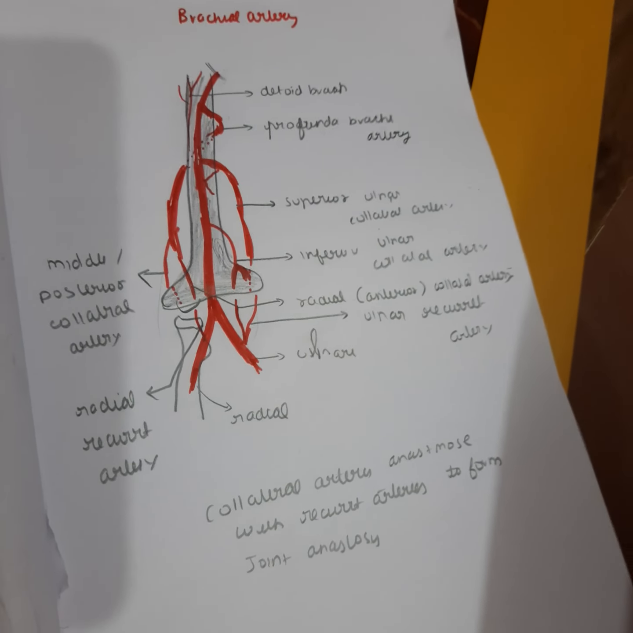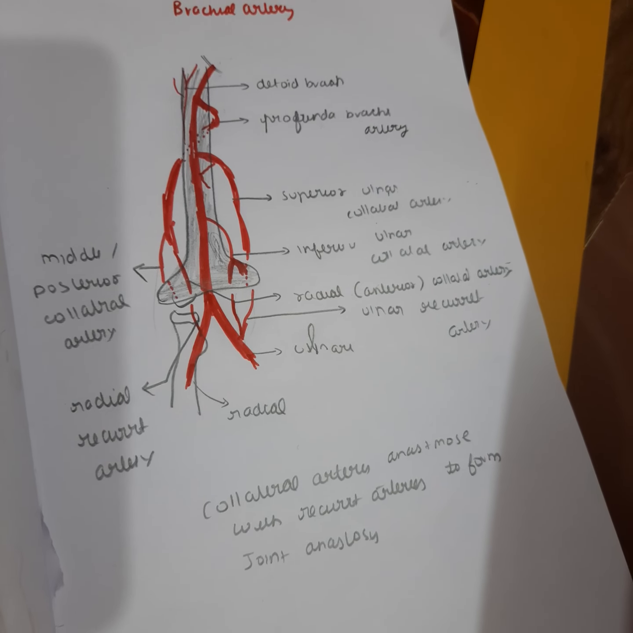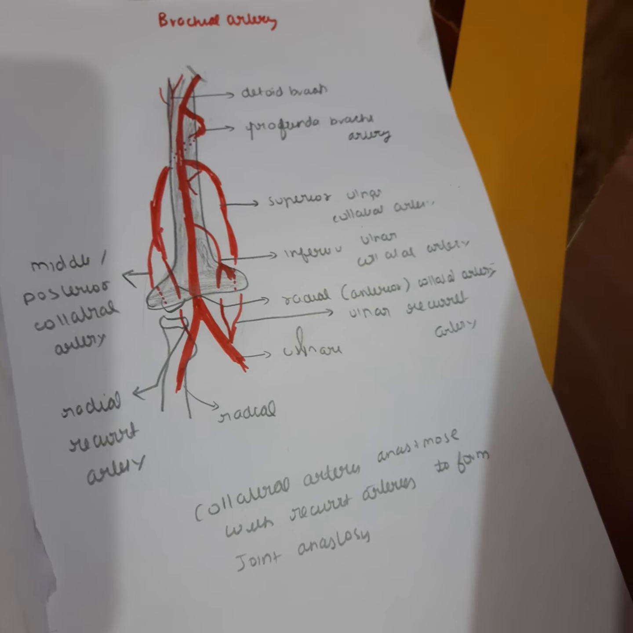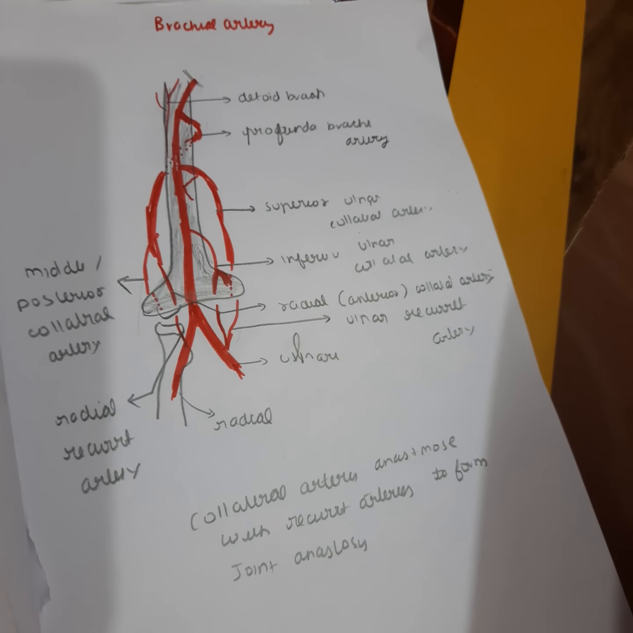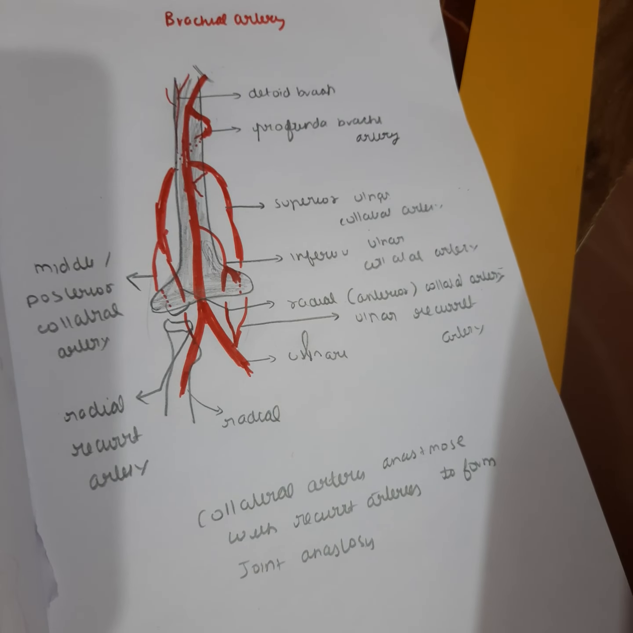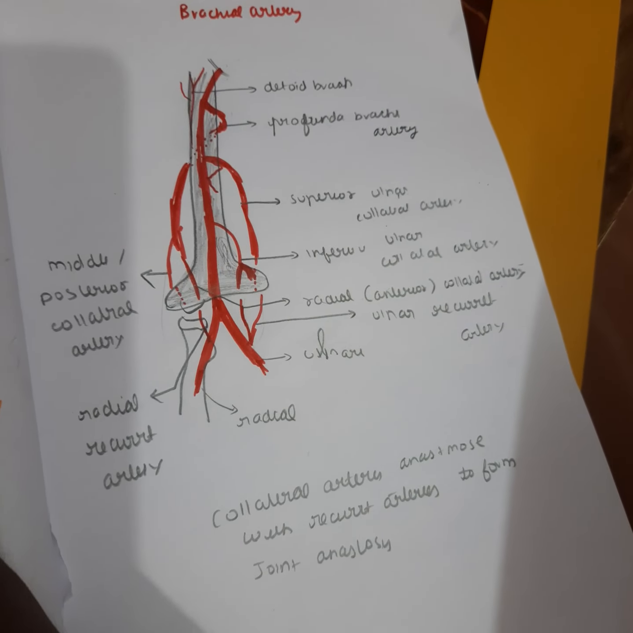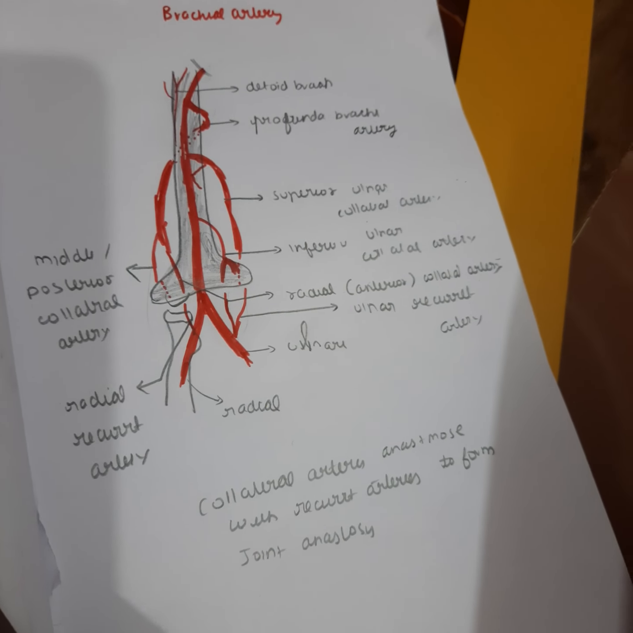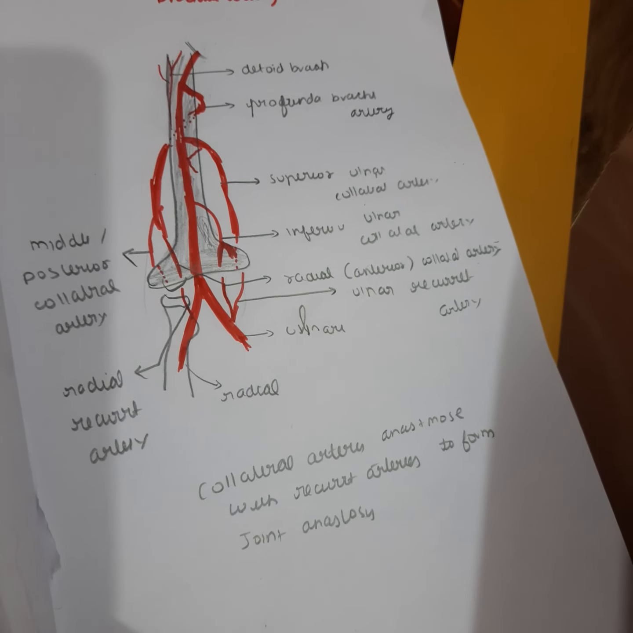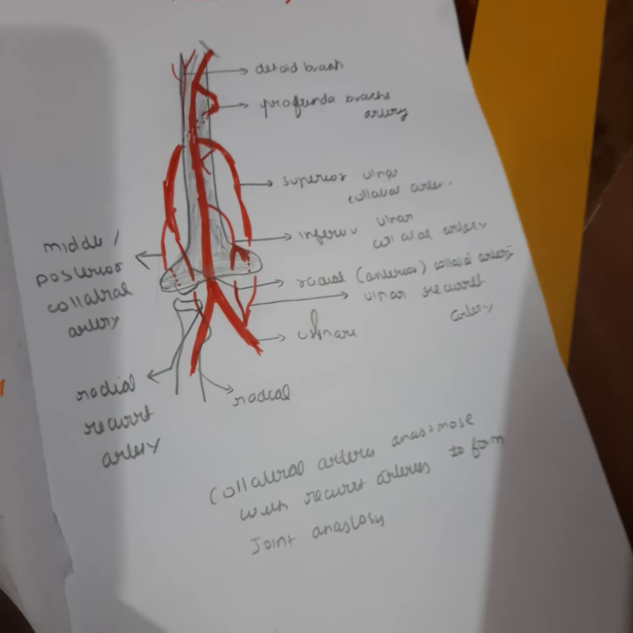Other points are there, like the profunda brachii artery actually travels along your radial nerve, along the radial groove. The radial or spiral groove is present at the posterior part of your humerus, and along the radial groove both your profunda brachii artery and your radial nerve pass through.